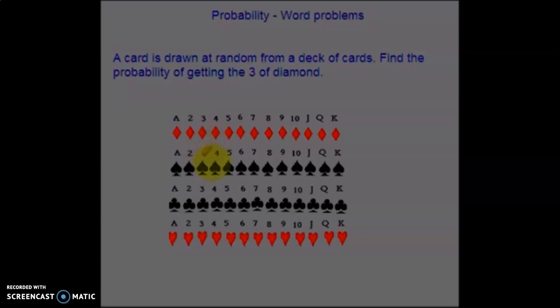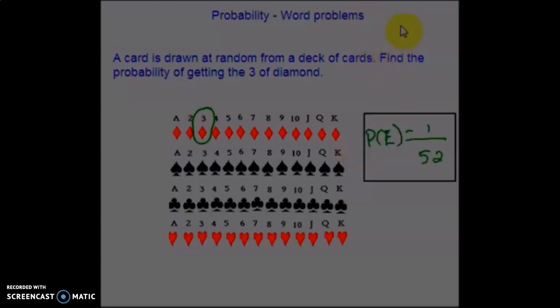The question is to find the probability of getting the 3 of a diamond. You see that in all 52 outcomes we get one time a 3 which is of diamond. There are 4 threes, but a 3 of diamond is appearing only one time. So the probability will be 1 over 52.